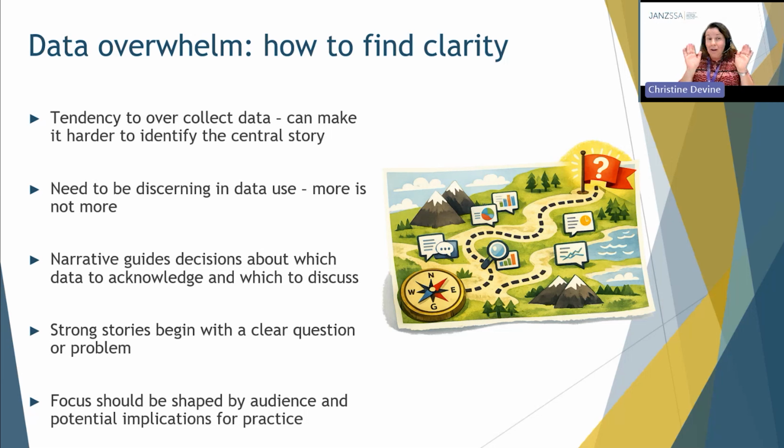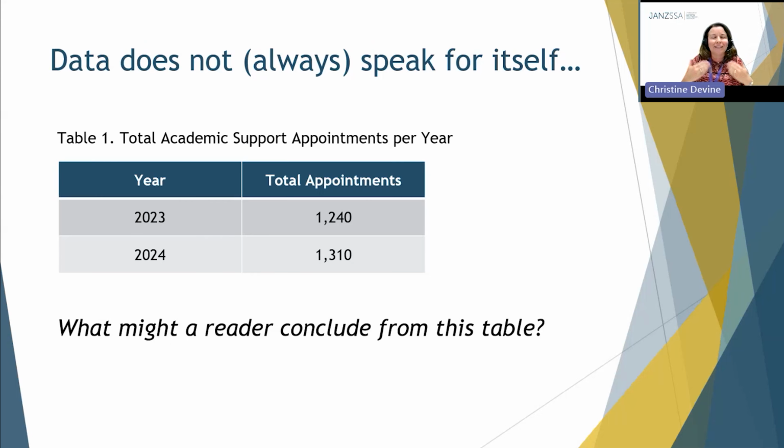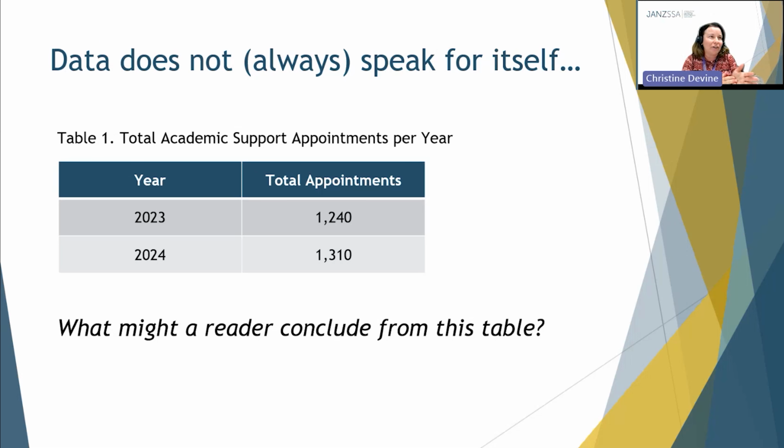Okay, so we're overwhelmed, we've got a lot of data, and we're starting to think about how we're going to find clarity in those large data sets. But I want to come to a key idea, and that is that data doesn't automatically communicate impact on its own. And to do this, I've got a little bit of an example. So this might look like quite a simplistic example, but I hope it will illustrate the point. So this is a table just showing 2 years and looking at total academic support appointments per year.